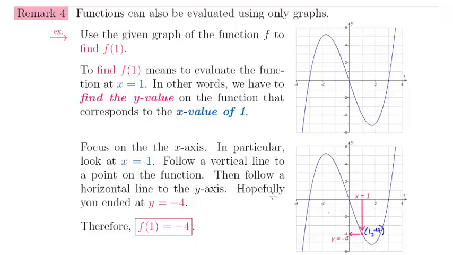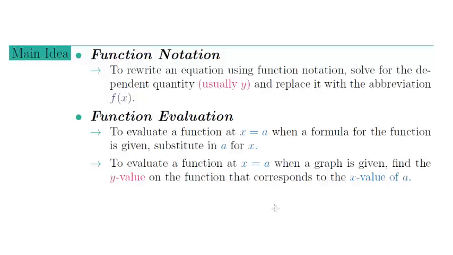So we would write our notation as f of 1, our input, equal to -4, our output. Or in other words, when x is 1, our x value is 1, our y value is -4. This means the point 1, -4, lies on our graph. Does that make sense? So let me quickly summarize the main ideas we've discussed.